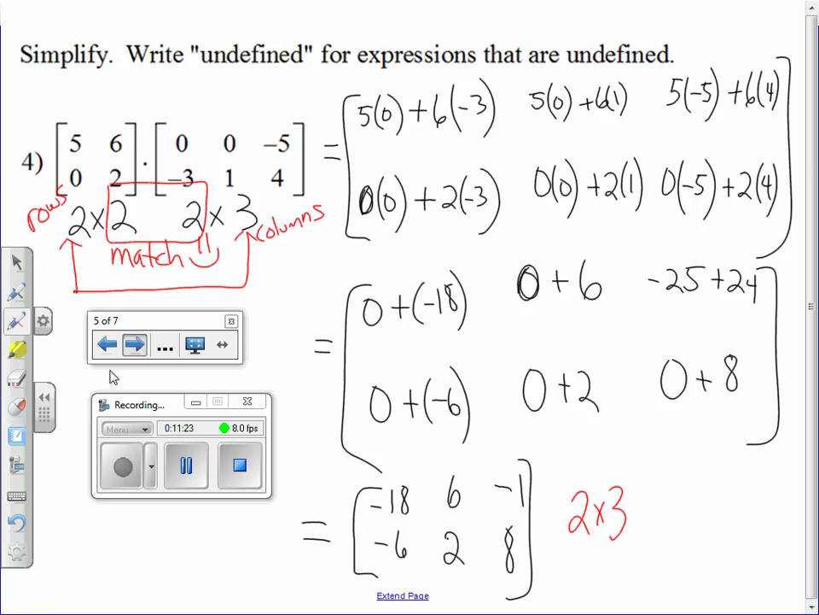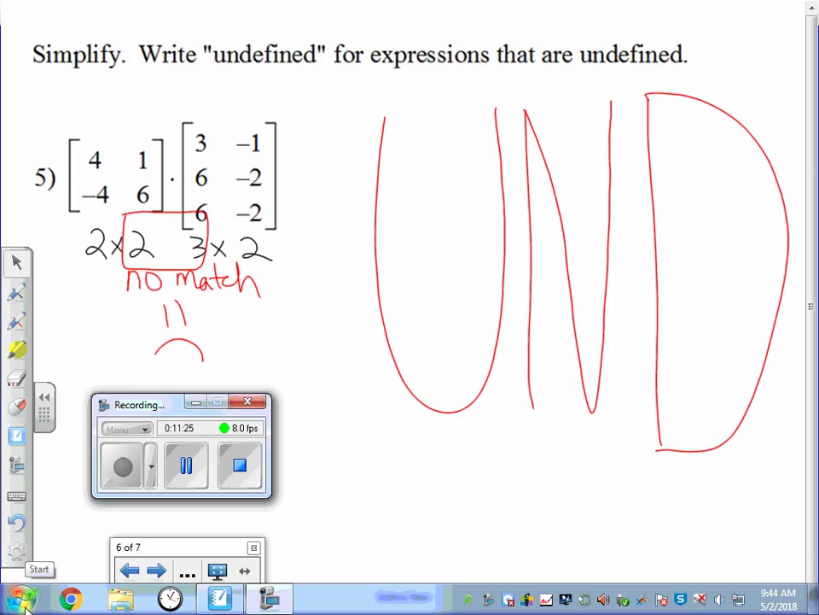Here we go. Oh, this is no match. That means this multiplication can't be done. That means we write undefined and we move on with our lives, right? See, this matrix has 2 columns. This matrix has 3 rows. No match means you can't do the multiplication.